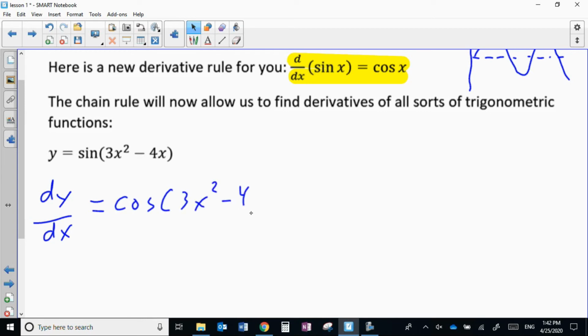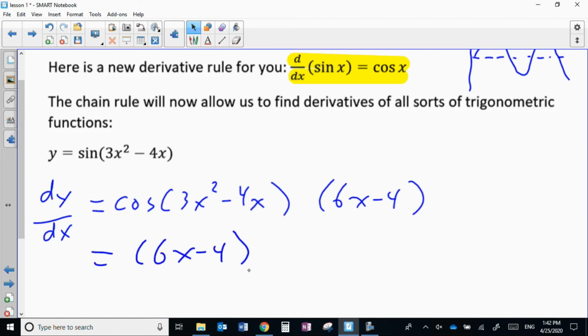Multiply that by the derivative of what is on the inside function, which in this case is 6x minus 4. So the derivative of this trig function will be 6x take away 4 times the cosine of 3x squared minus 4x. We usually write that first factor out front.